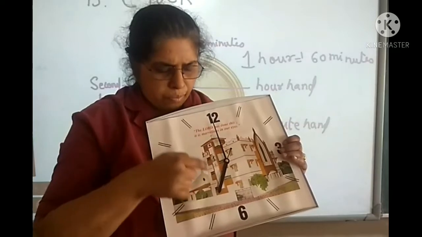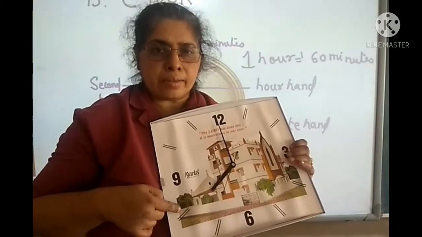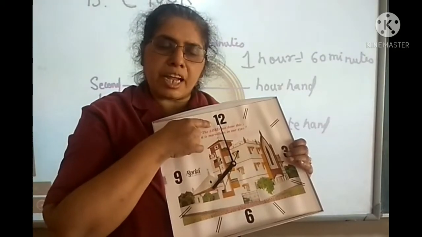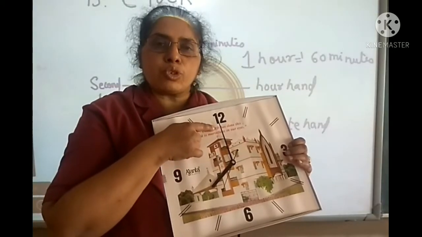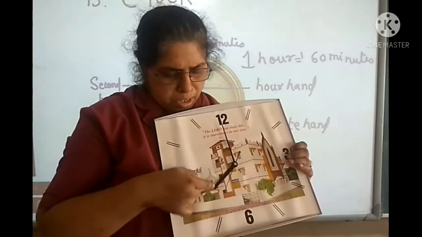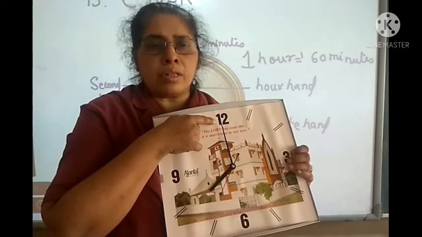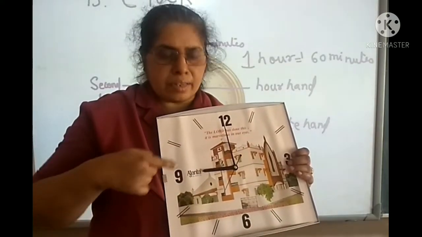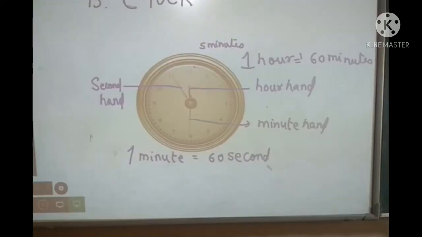That means 7 o'clock. When the small hand moves to 8, that means 8 o'clock. The bigger hand should be on 12. When the long minute hand is on 12 and the hour hand rotates, whichever number it comes to will be the time. See, this is on 8 and the minute hand on 12. This is 8 o'clock. When the hour hand comes to 9 and the minute hand is on 12, that is 9 o'clock.